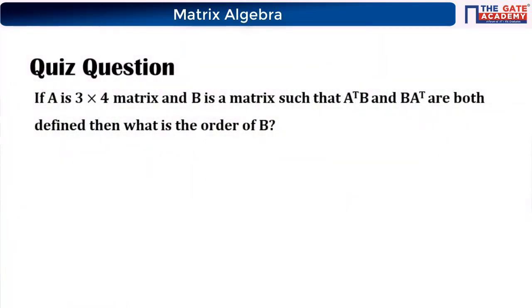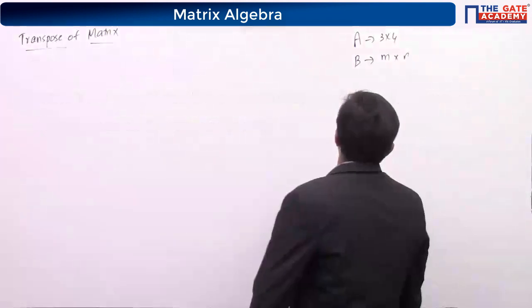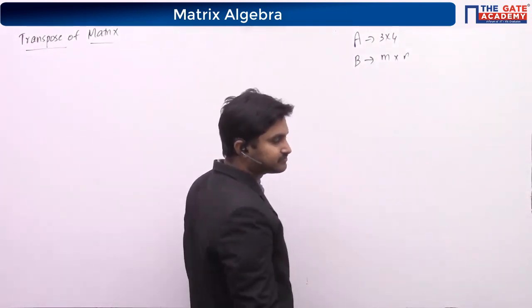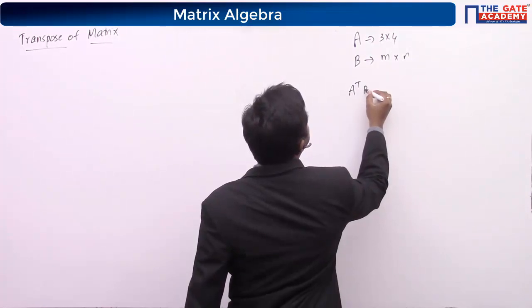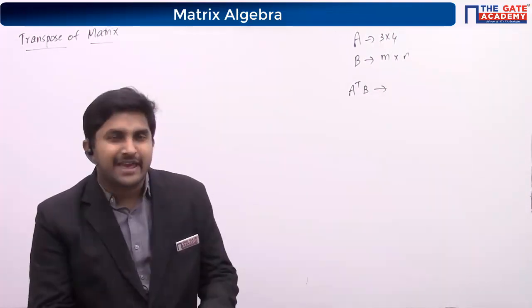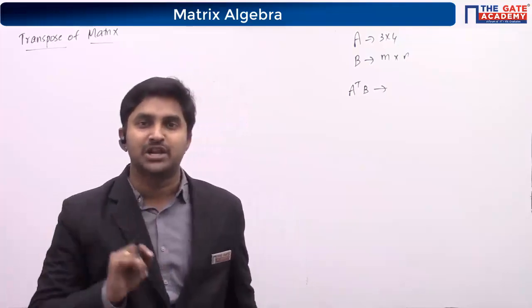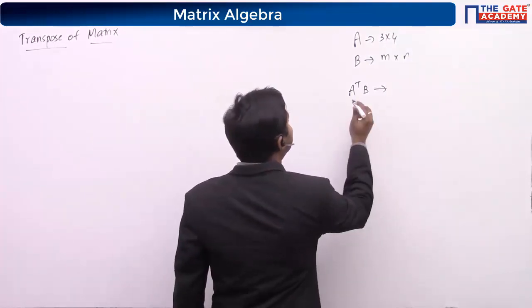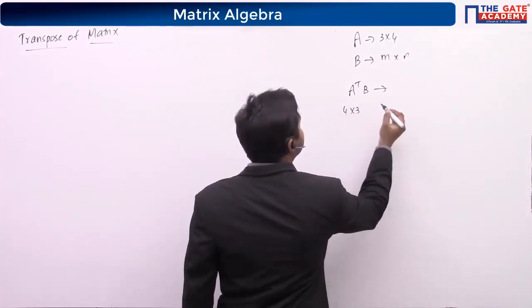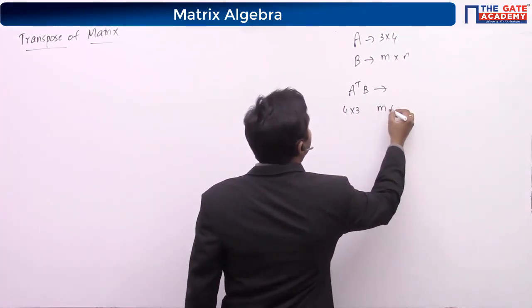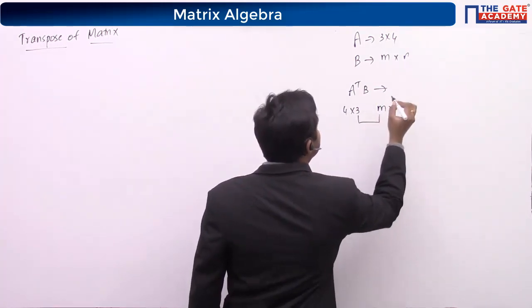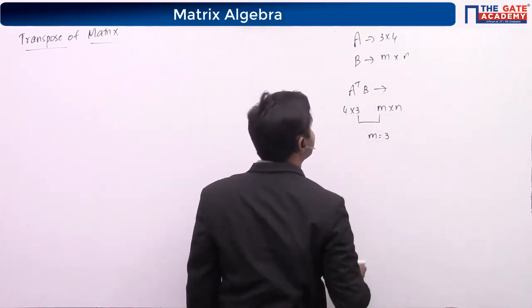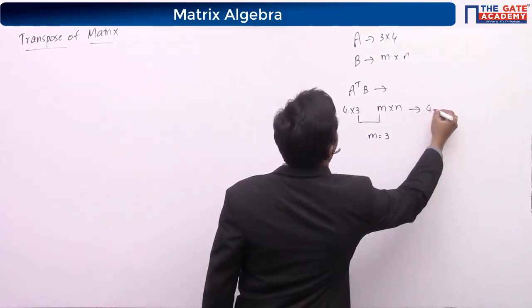There is a quiz question for you. Please read it carefully and tell me the answer. A is clearly given, it is going to be a 3 cross 4 matrix. But we can assume that B is going to be m cross n, where we can find the values of m and n. Now, if A transpose B is defined, it means that the multiplication of A transpose and B is possible. That is the meaning of it, isn't it? So, A transpose is going to be 4 cross 3, and here you are having m cross n. It means these values are same. M is going to be equal to 3. So, the resultant is going to be 4 cross n.